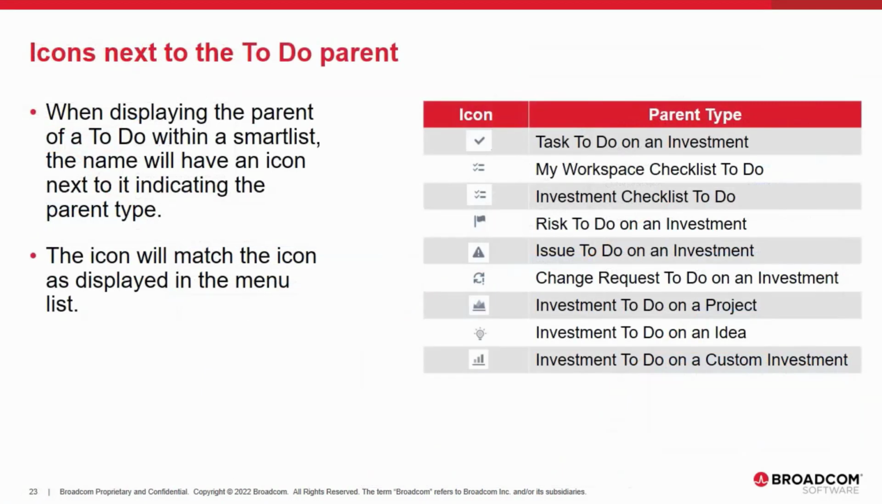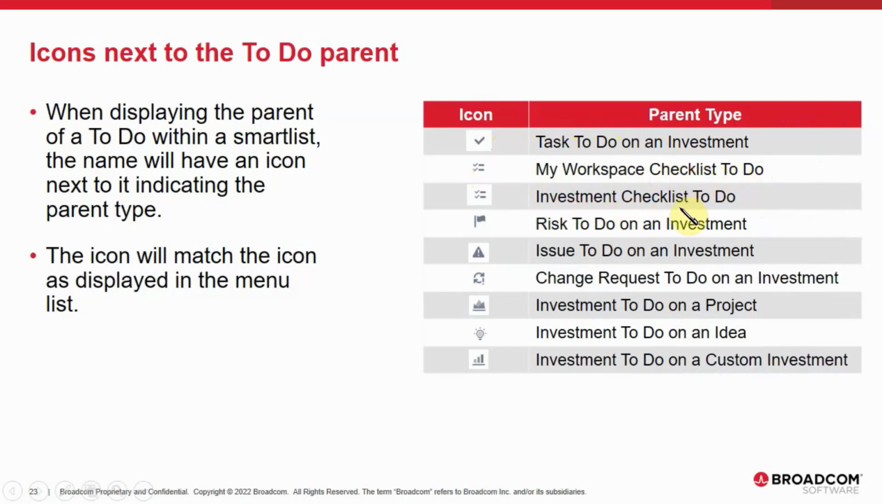The icons that are listed next to the to-do parent or the link next to that to-do will be a clear indicator as to where the to-do is defined. In this case, if you see a check mark icon, you will see that this is a task to-do, or the to-do that is defined within a task of an investment. This icon will indicate that this is a My Workspace checklist to-do.